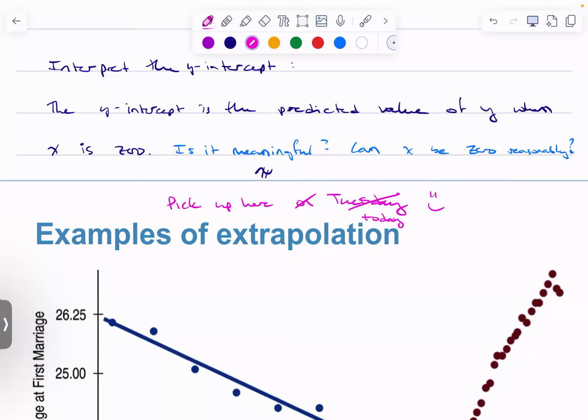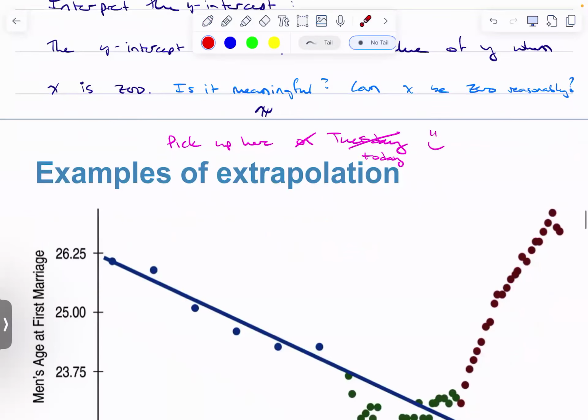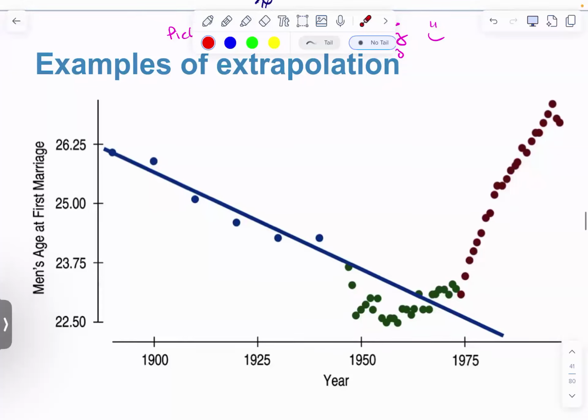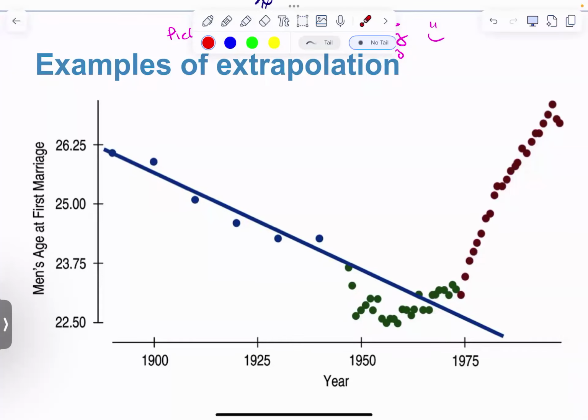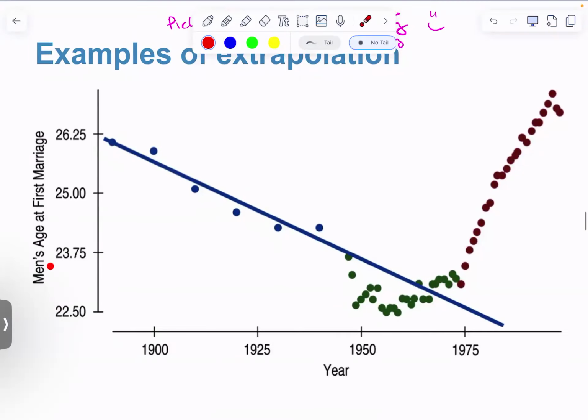Here we go. So, some fun examples of extrapolation. Well, this one isn't that juicy, I guess. We've got the men's age at first marriage over the years, a long time ago, obviously, 1900 to 1975. And here, between the years just before 1900 to just before 1950, gee, I wonder what happened then.